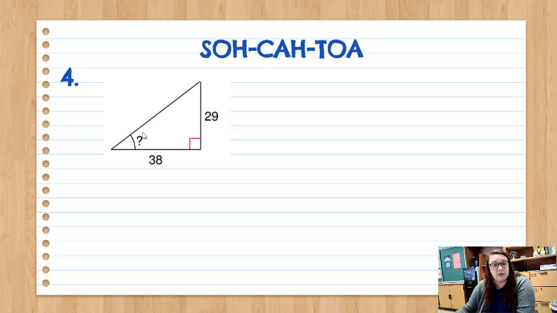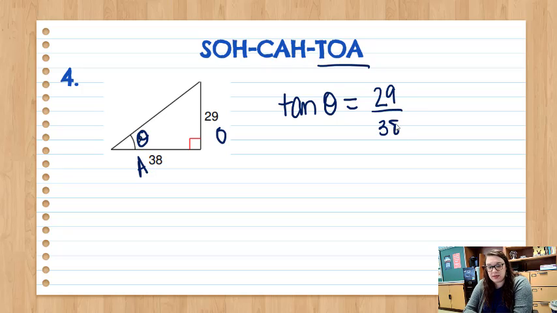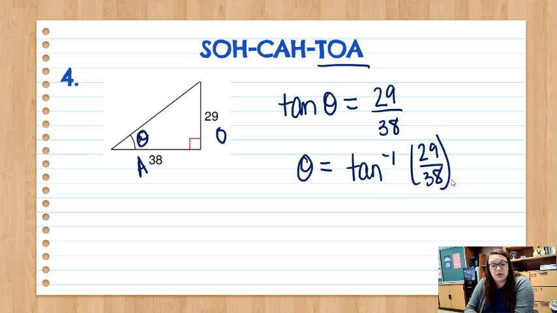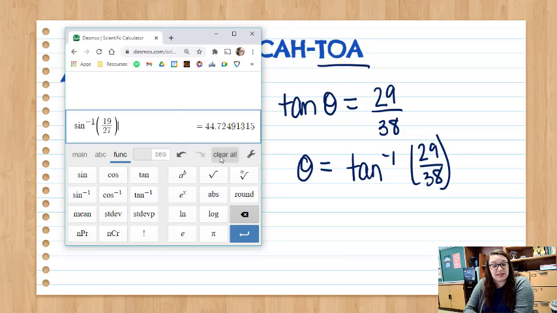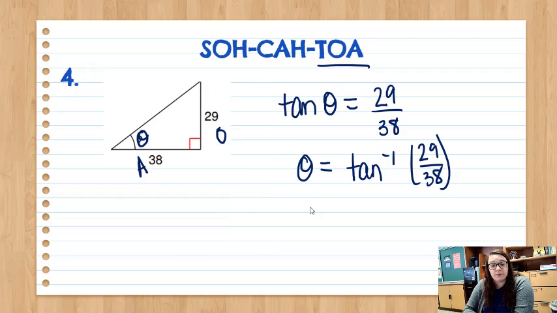Number 4, I've got theta, which I'm going to put in instead of the question mark. No hypotenuse is here, but I do have an opposite and an adjacent, so that's a tangent problem. Tangent of my angle theta equals 29 over 38. To get tangent out of the way, I'll inverse both sides. So I've got theta by itself equals inverse tangent of 29 over 38. Let's type that in our calculator. Inverse tangent of 29 over 38 is 37.3. So theta is approximately 37.3.